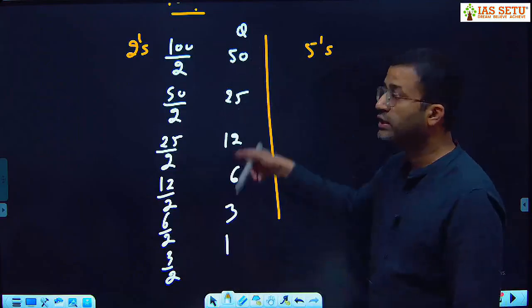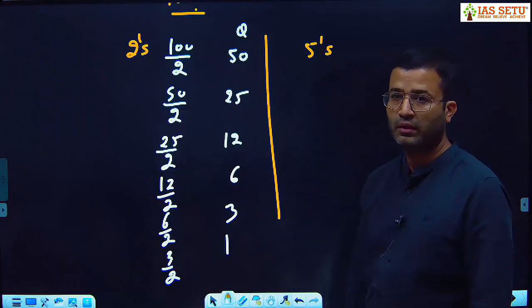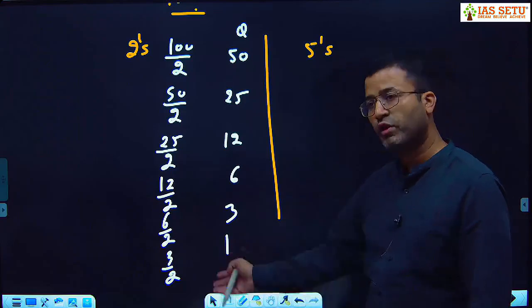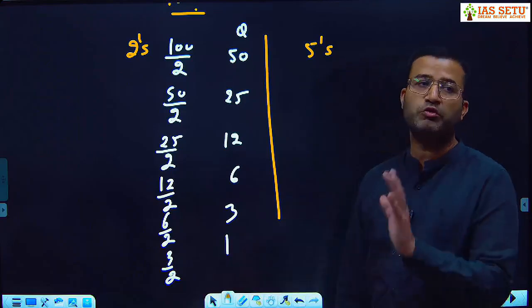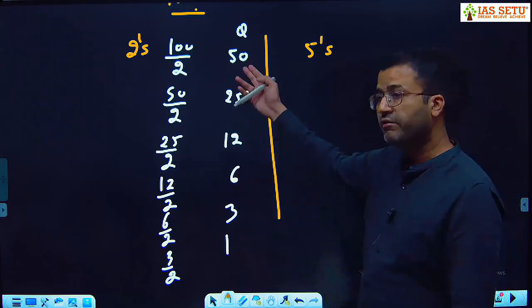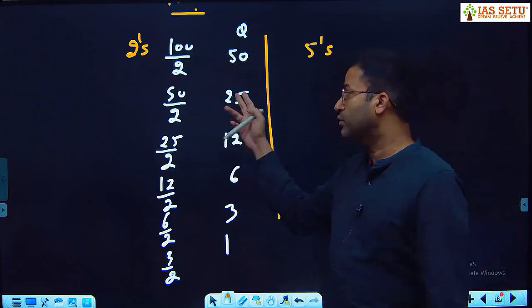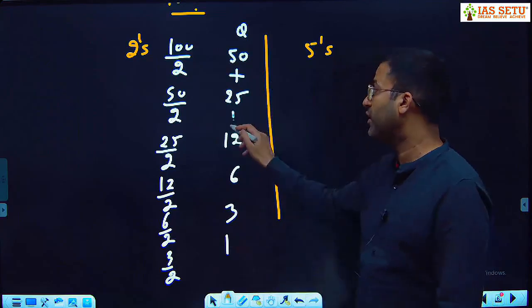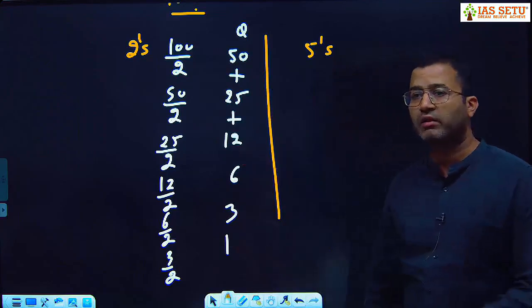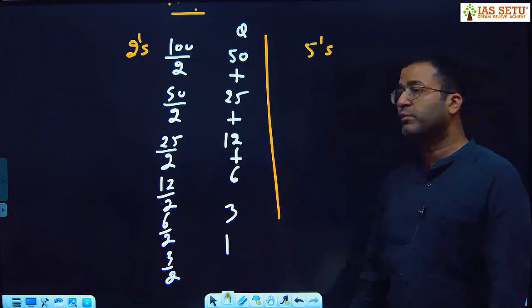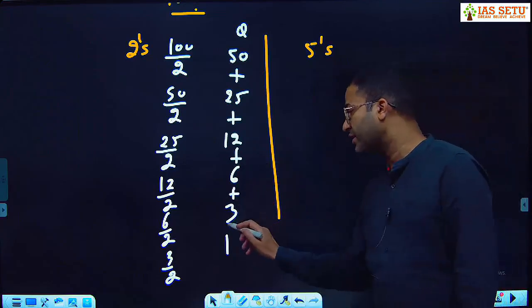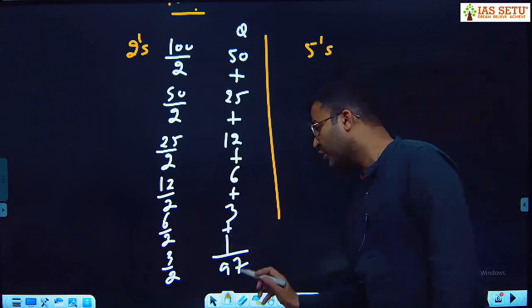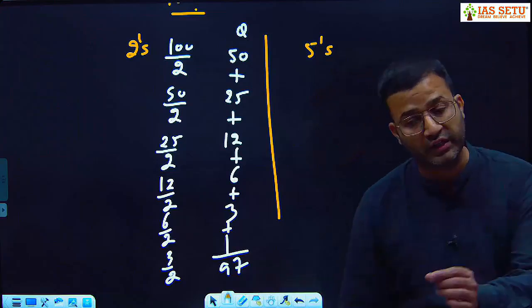You have to take quotient all the time till your quotient is 0. 1 divided by 2, quotient is 0, then you have to stop. Every time you have to divide quotient by 2 and you have to add this value. So 50 plus 25, 75. 75 plus 12, 87. 87 plus 6, 93. 96, 97. So in 100 factorial, how many 2's are there? 97.